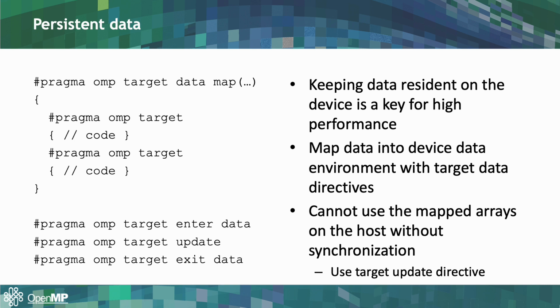So OpenMP gives us these two directives. It's a pair, and they often come in pairs. These are the Pragma OMP target enter data and Pragma OMP target exit data. And they replace the beginning and end of the target data region.